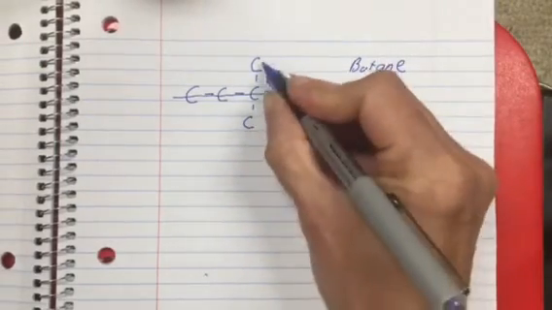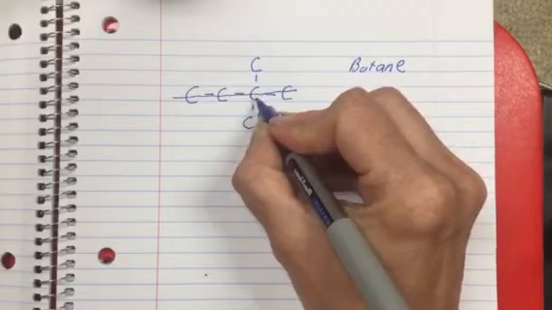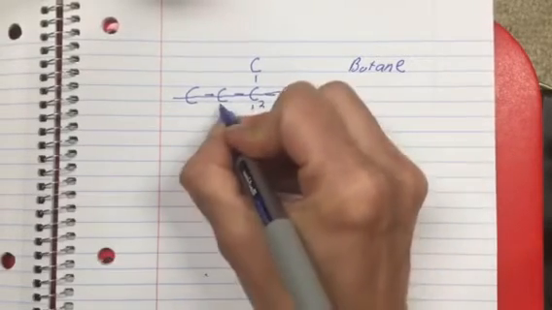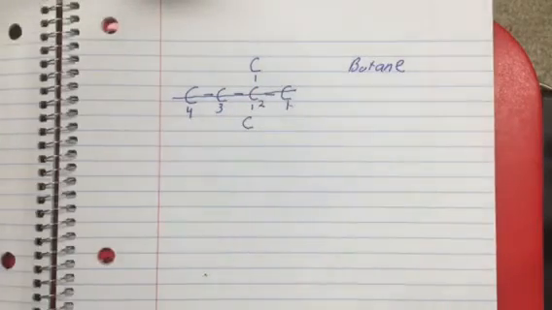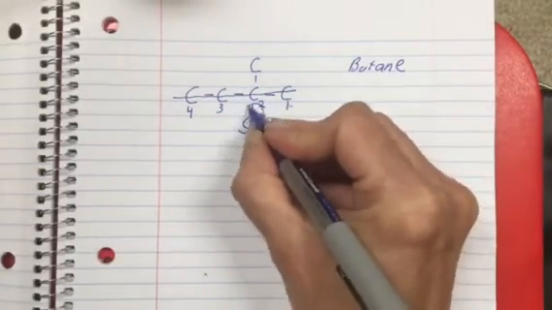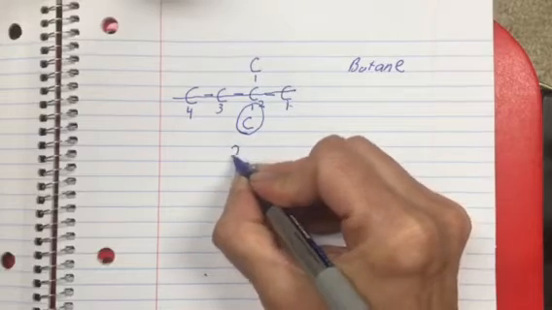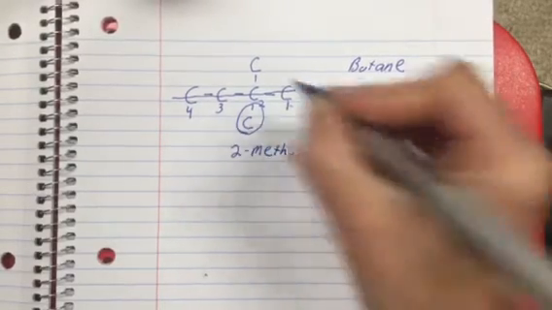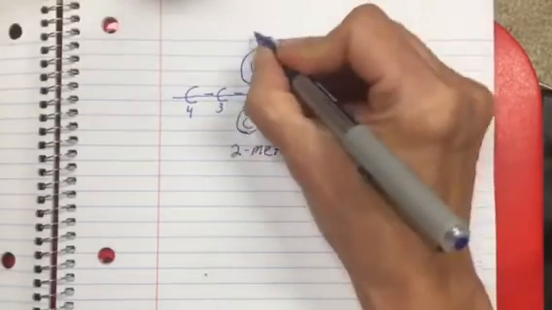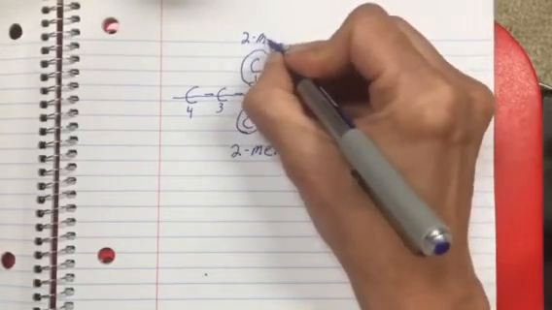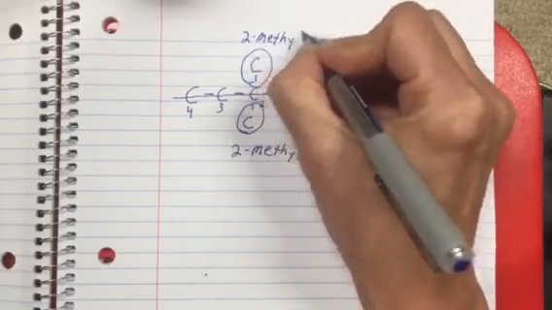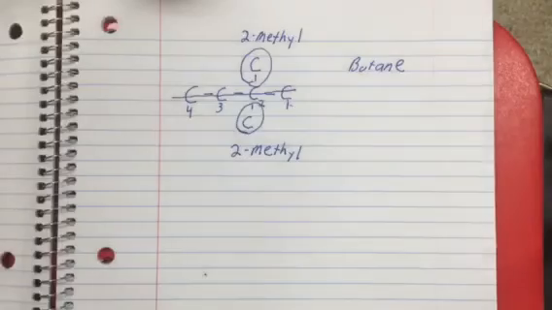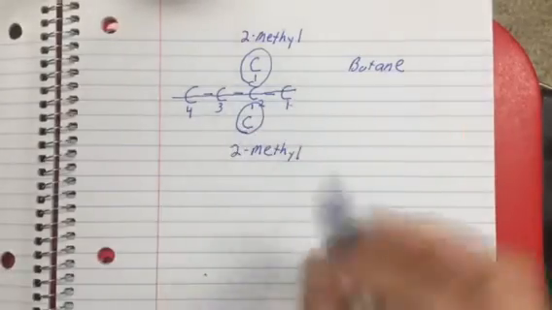Okay, and the closest end to the substituents is this end. So we go 1, 2, 3, 4. We name each substituent. So this one right here is 2-methyl. And this one right here is also 2-methyl. Again, it is a chain of 1 carbon. They're each a chain of 1 carbon, and they are attached to the second carbon of the parent chain.